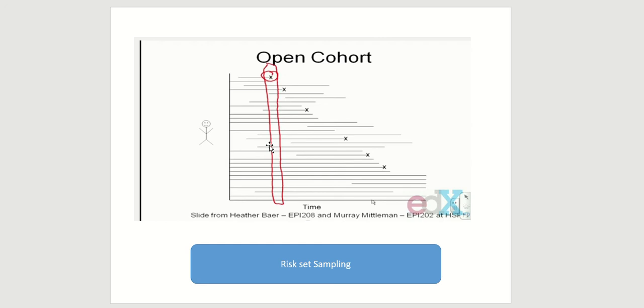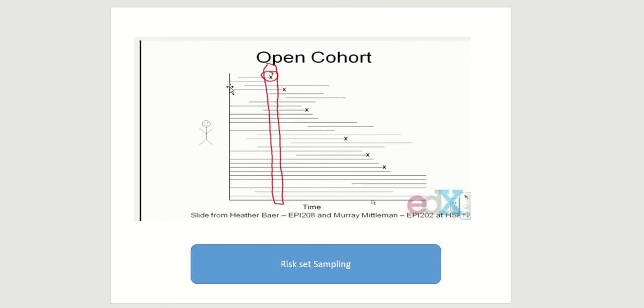So let's say the first person that had the outcome is this person right there. For that person, you need to find a control. And as you know, in a case control design, the control is someone who does not have the outcome. So you need to find them from among those that are available when the outcome occurred. So let's say this study started in 2000. This is your starting point, and 2020 is where everything ended, or maybe it's still going on. So we have 20 years follow-up.